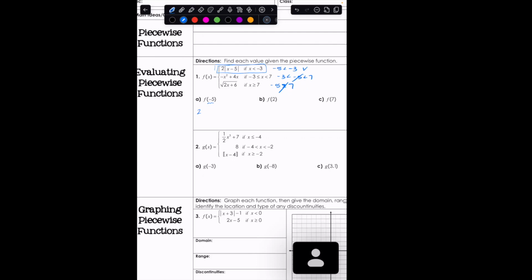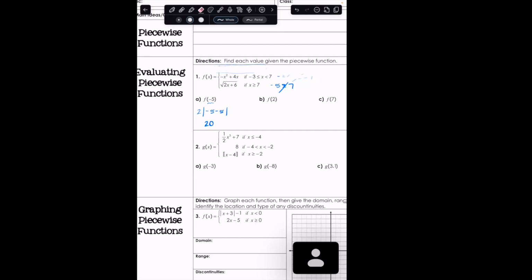So I have 2 times the absolute value of -5 minus 5. -5 minus 5 is -10, but because it has those absolute value bars, that's going to become a +10. And then 10 times 2 is 20.